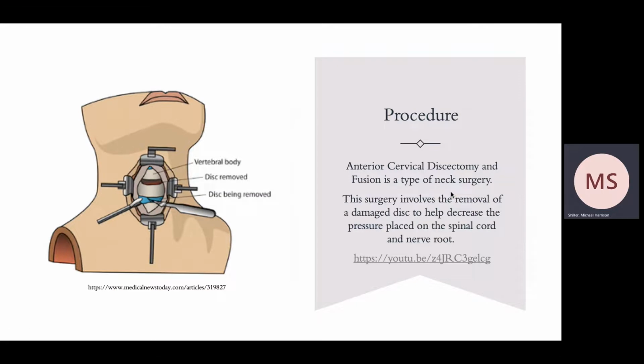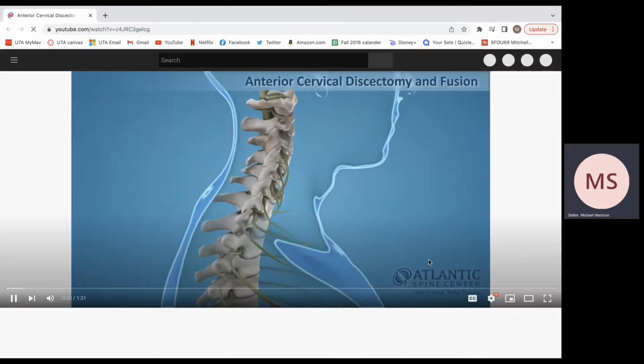So the procedure for this, an anterior cervical discectomy and fusion, is a type of neck surgery. This surgery involves the removal of a damaged disc to help decrease the pressure placed on the spinal cord and nerve root. As seen in this picture, you can see the vertebral bodies and then the discs being removed. And then here we have a link of a video to explain.